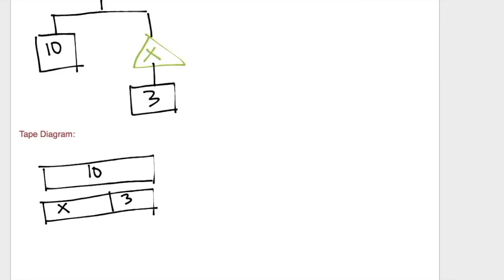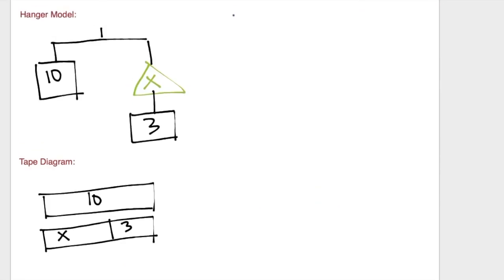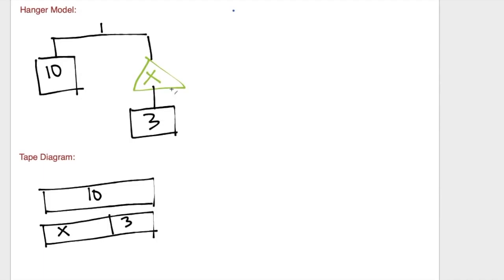So same thing over here with the hanger model. We have the constants in boxes to show that they are the same. And then we have the variable with a triangle in there. Sometimes you'll see it with a pentagon or a hexagon, but a different shape and also a different color so that it jumps out at you that that's the variable and these are constants.